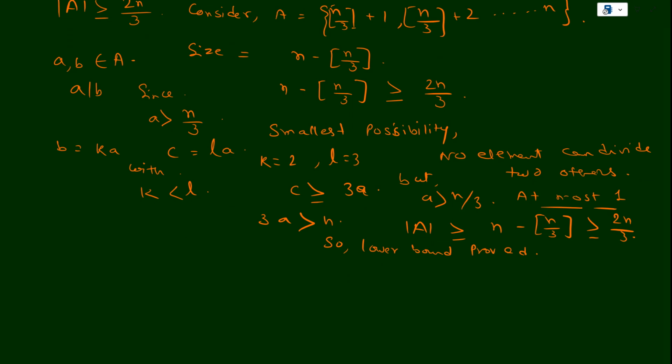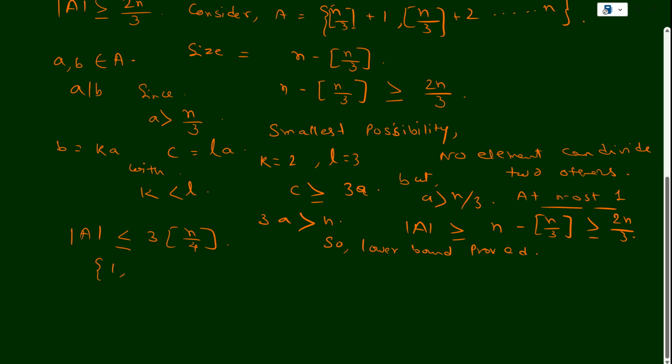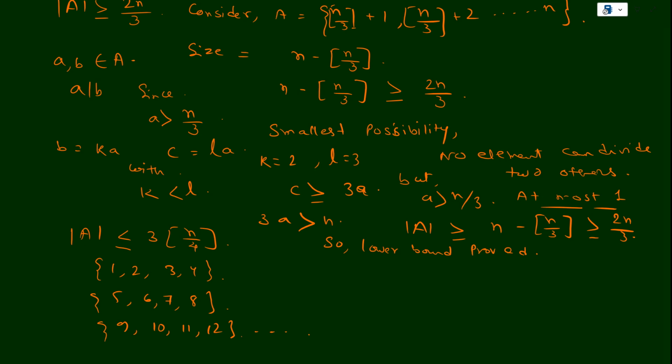So this is the hardest part. We must prove that mod of A is less than or equal to 3 into n by 4. Right? So this is where the Olympiad thinking becomes spicy. Now we split the numbers into blocks of 4, like 1, 2, 3, 4, 5, 6, 7, 8, 9, 10, 11, 12, and so on. Now, why blocks of 4? Because the final answer contains 3 into n by 4. So, 4 is waving at us.